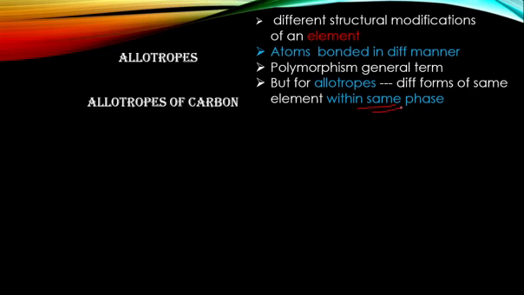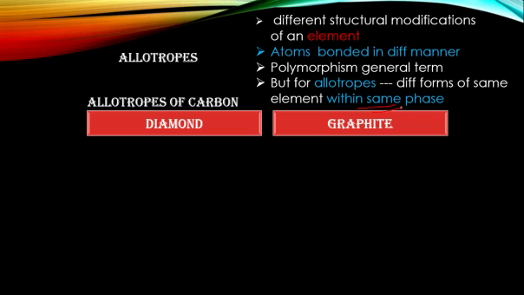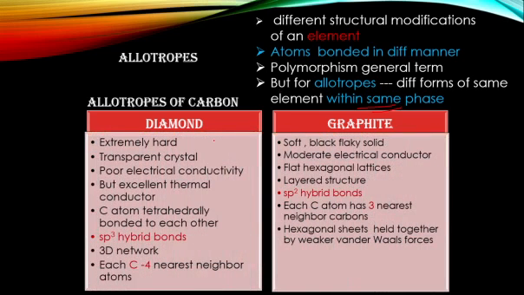Now let us see what are the allotropes of carbon that we have mentioned just now. Diamond and graphite. Let us have a comparison between diamond and graphite. In diamond, as we mentioned, it has sp3 hybridized bonds, while in graphite it has sp2 hybridized bonds. So what do you mean by sp3? It will form a 3D structure, tetrahedron. Each carbon atom will be bonding to the 4 nearest neighbors because 4 hybrid orbitals are available. So it will be bonding with 4 nearest carbon atoms.